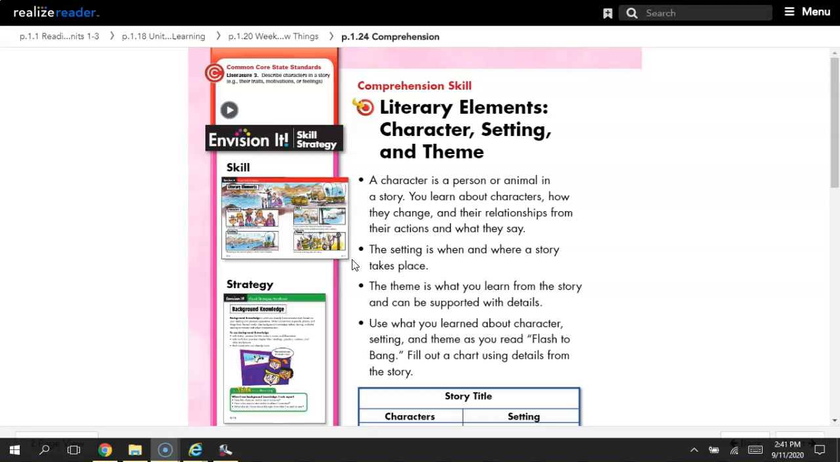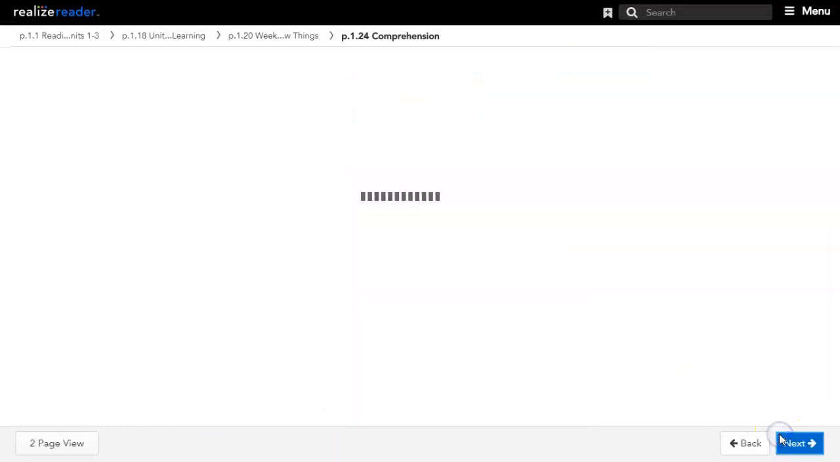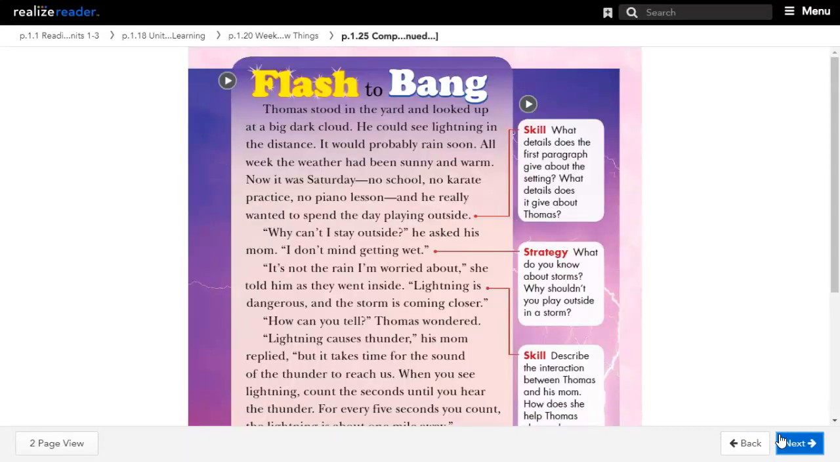I want you to now look at page 25. On page 25, I'm going to read you a story called Flash to Bang. Now, as I read you the story, I really want you to think about the literary elements. I want you to think about characters. Who are the characters in this story that I'm going to read to you? Where is the setting? Where and when did this story take place? And the theme. Was there a lesson that the author wanted me to know about or learn about?